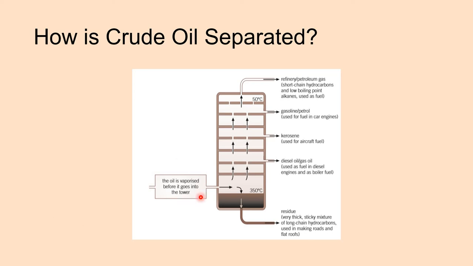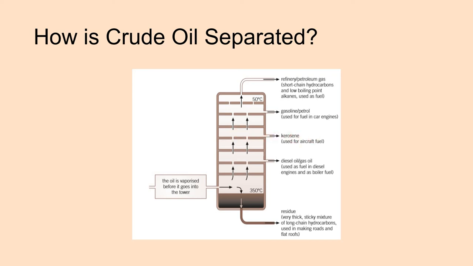The temperature decreases as you go up the column, so you can see it's around 350 degrees here and only 50 degrees at the top. So as the gases move up the column, they will condense when they reach the temperature of their boiling point. So for example, kerosene will get to around here and condense from a gas to a liquid, so it can then be pumped off here.